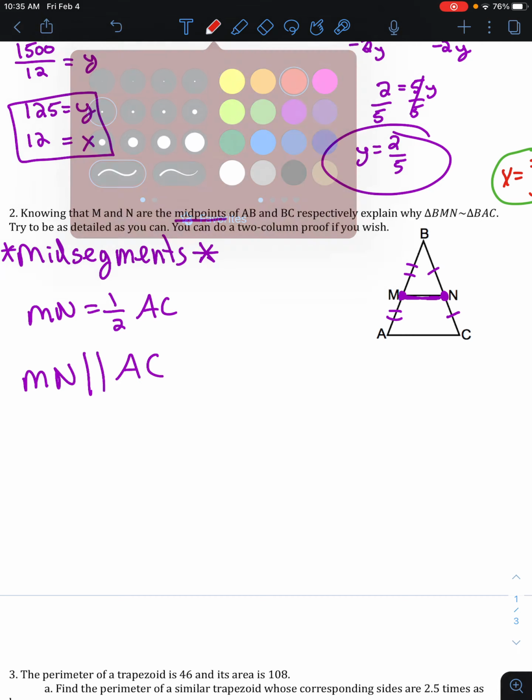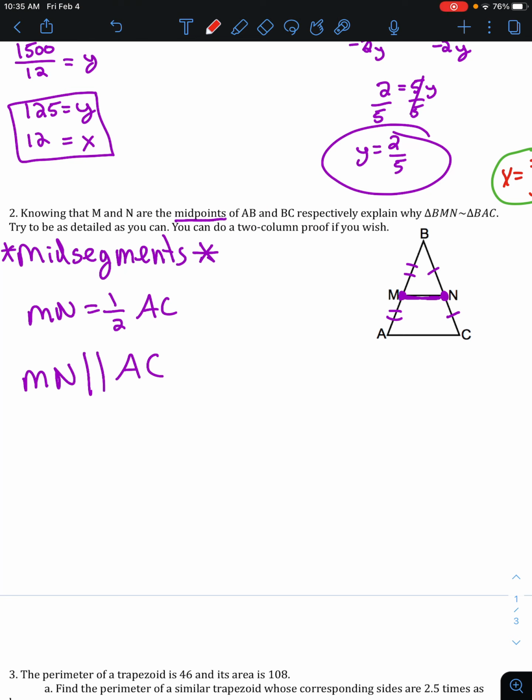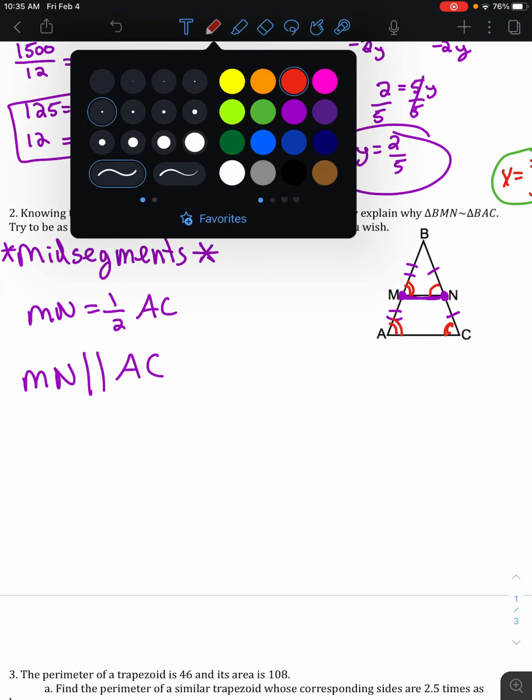And the fact that they're parallel lets us know, by corresponding angles in our properties of parallel lines and transversals, that angle BNM is congruent to BCA, and also BMN is congruent to BAC. So this is also the case.